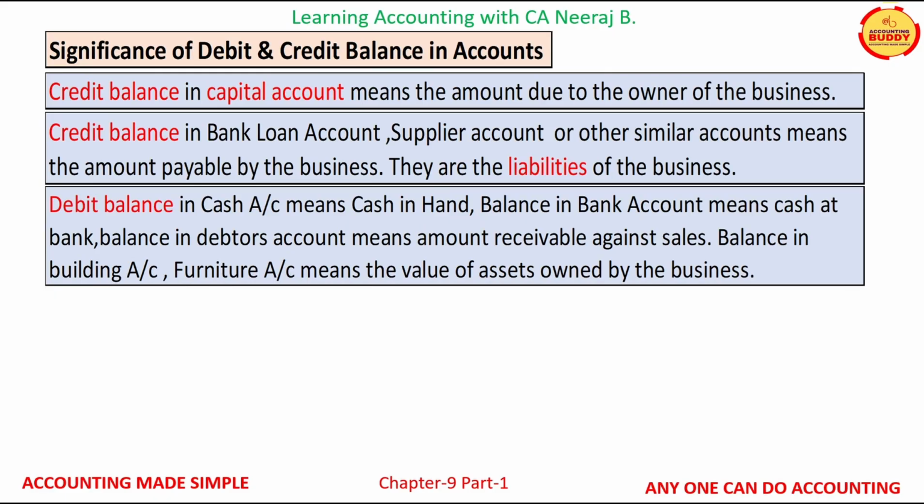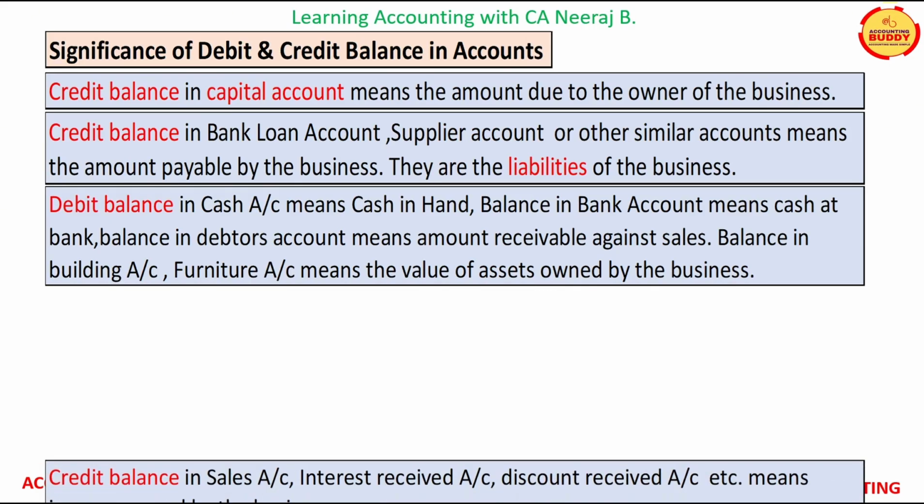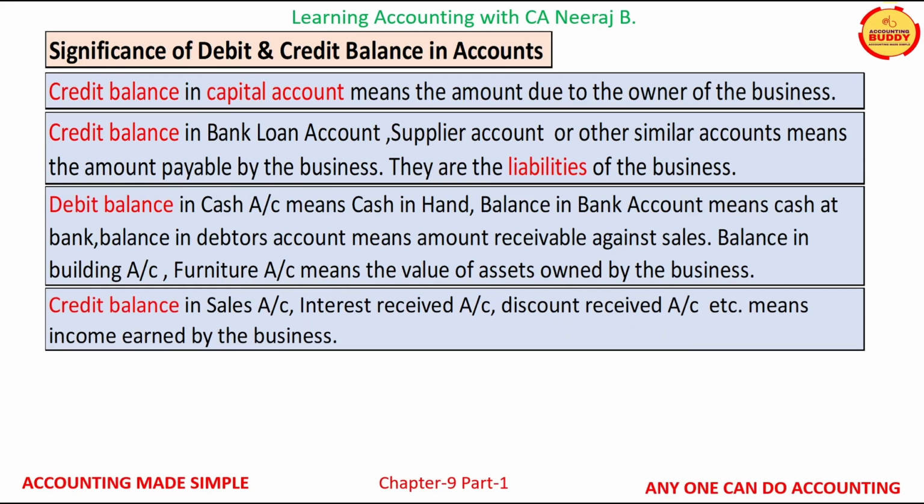Debit balance in cash account means the cash in hand. Balance in bank account means the cash at bank. Balance in debtors account means the amount receivable against sales. Balance in building account, furniture account means the value of the assets owned by the business. Credit balance in sales account, interest received account, discount received account, etc. means the income earned by the business.